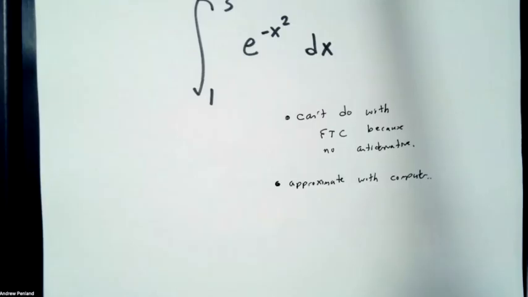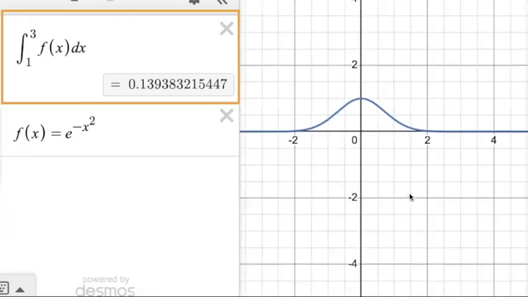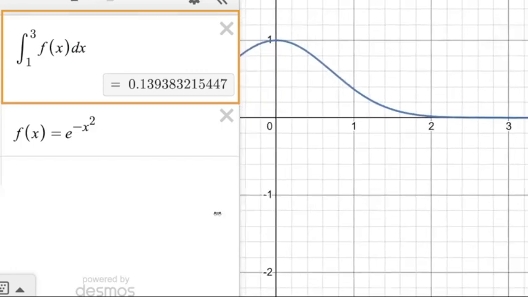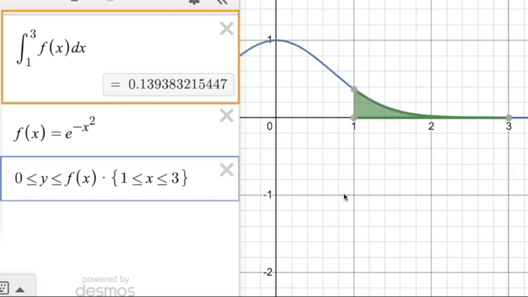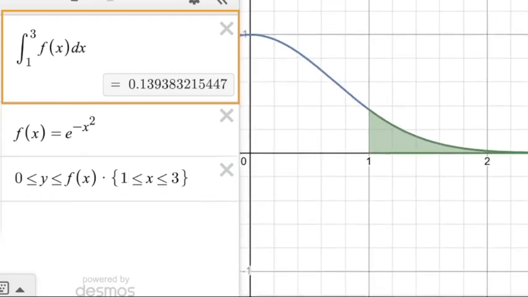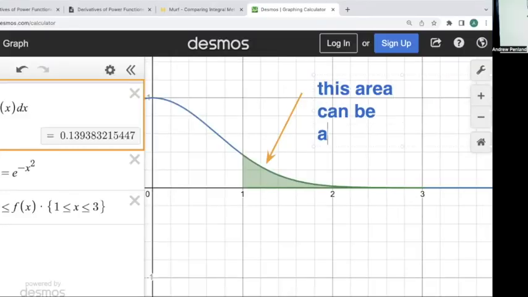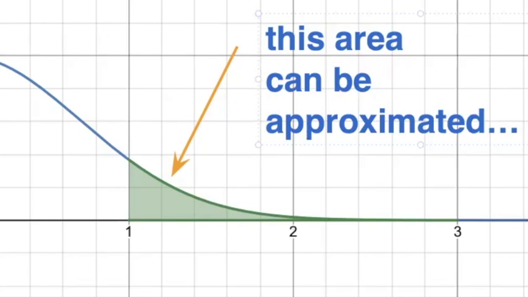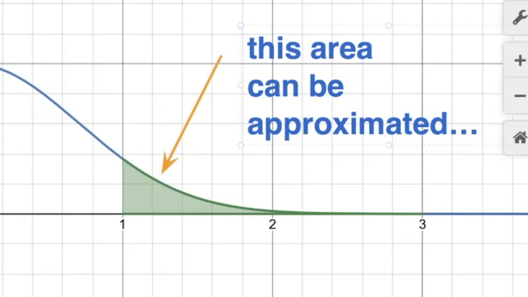Let's do that. Going to Desmos, I define f of x as e raised to the negative x squared. Then I type int and set the bounds of integration. The computer tells me that this area is approximately 0.1393832. If I just needed an approximate answer, this is good enough. If we look at the graph of e raised to the negative x squared and shade the area corresponding to this definite integral, we see that it's pretty small. So this small number seems very reasonable. The important thing to remember here is that a definite integral corresponds to an area, so you can approximate that area in different ways.